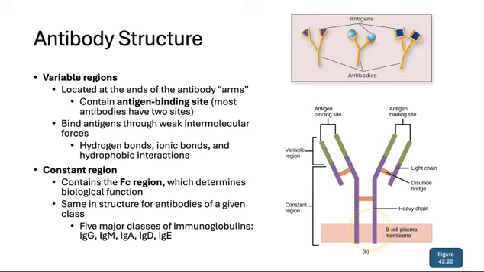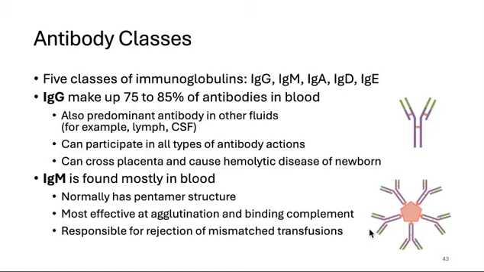So we have 5 major classes. They are IgG, IgM, IgA, IgD, and IgE. Let's talk about each of those classes a little bit more. So we'll start off with IgG. This makes up the majority of the antibodies in our blood, making up about 75 to 80% of them. And it is known as our serum antibody because of this. We'll find it in other fluids as well, like our lymph and CSF, cerebrospinal fluid.